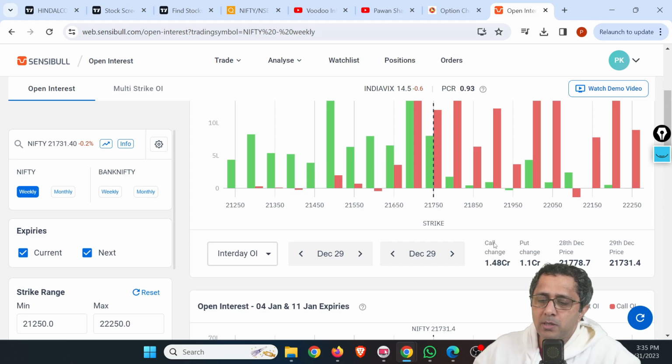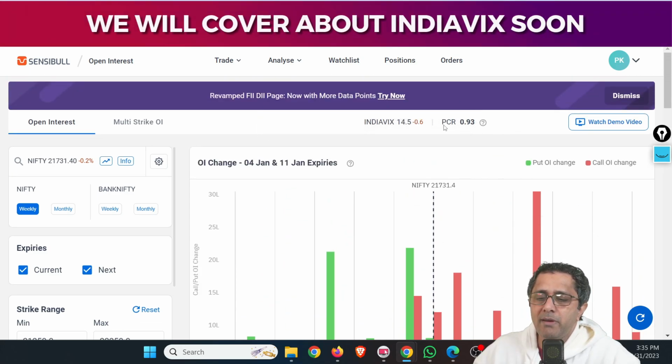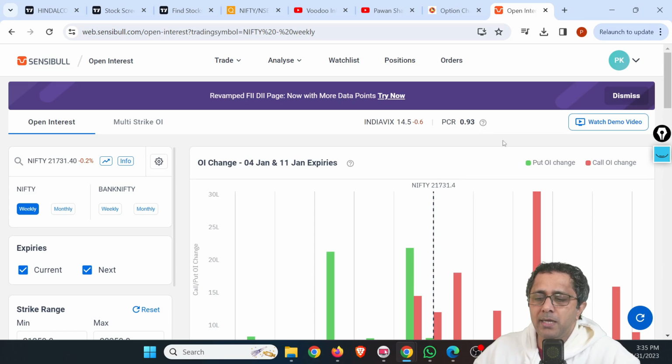If you look here, total number of calls, call change, put change, and the PCR. Where is the PCR? The PCR is 0.93. Okay, so India VIX and PCR. We're going to talk about India VIX in a separate video. I'll just take a note of that. And the PCR is 0.93. So once again, the PCR shows a kind of bearish sentiment, but not too much as of now. It is still about 0.90. So we can still say that it can recover, and we can once again get back into positive momentum.